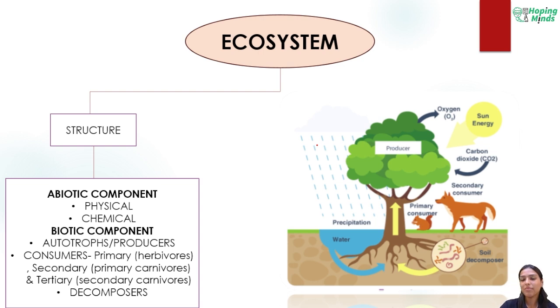even imagine. We can see in this picture that the producer, the tree, is creating oxygen. How is it creating oxygen? With a simple process of photosynthesis. How is it using this oxygen? It's using the sun's energy. And what is this tree producing in return? It's producing carbon dioxide. And where is this carbon dioxide going? It's being consumed by these consumers.